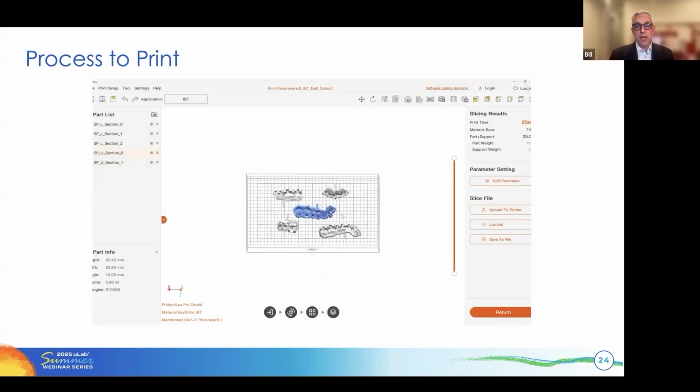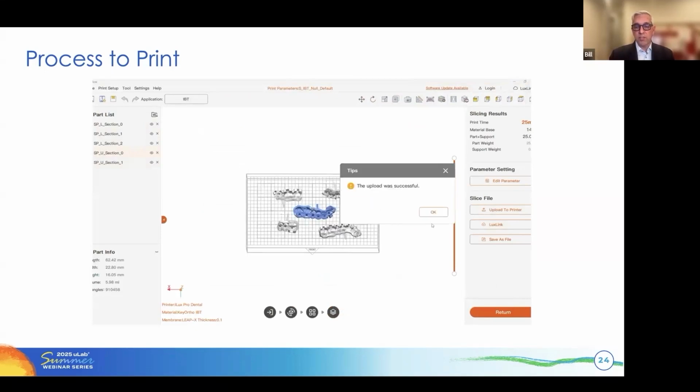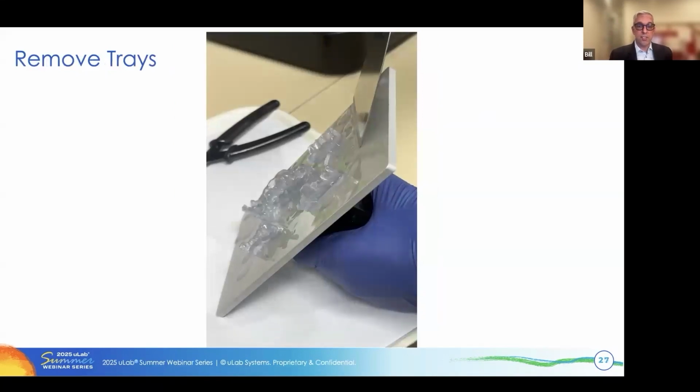So we'll just name it. Usually I put the patient's last name and then IDB, or if it's multiple patients, their last name, so that when it's on the screen on the printer itself, you can determine pretty easily what's happening there. When we print the trays, they come out, you can see they're flat. It's a short print, which makes it fast, like I said, 18 to 21 minutes. And then they just scrape right off.